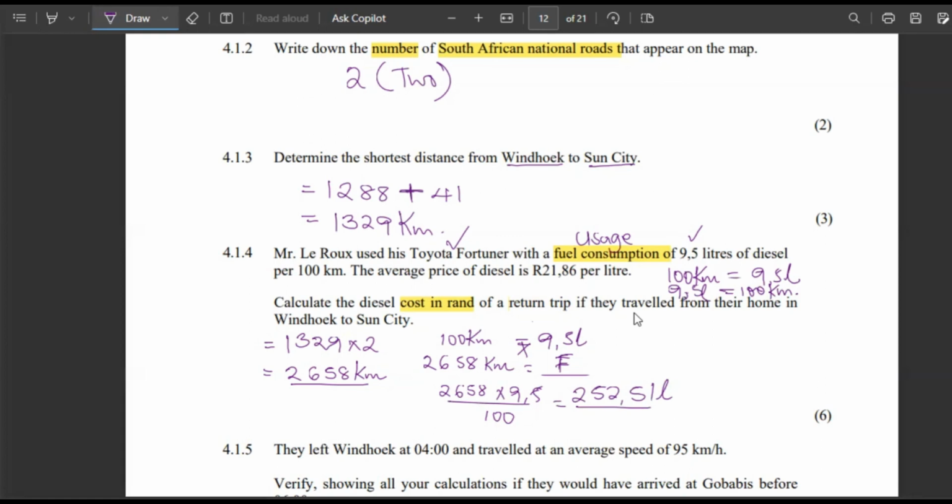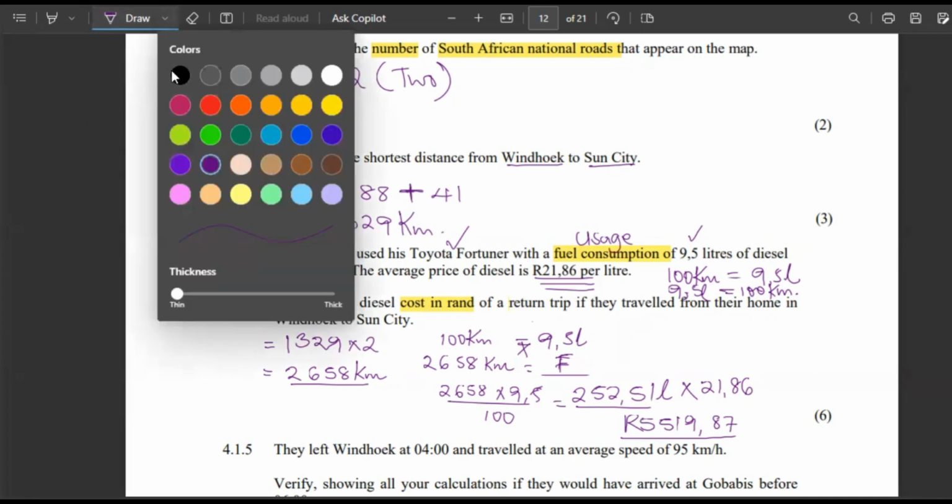Now, how much will it cost? That's what we are aiming at. So we multiply by the money per liter, which is 21.86. The answer becomes 5,519 rands 87 cents. They didn't say to the nearest rand, so it is approximately 5,520 rands. That's how we do it. So you take note of that.